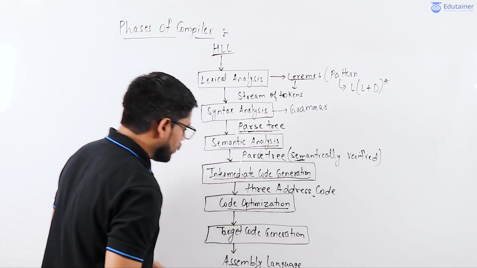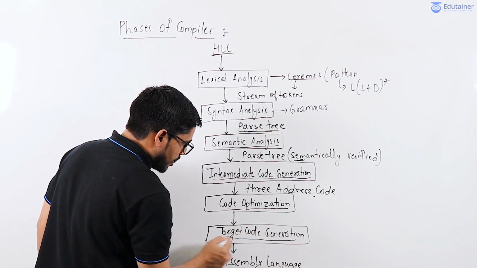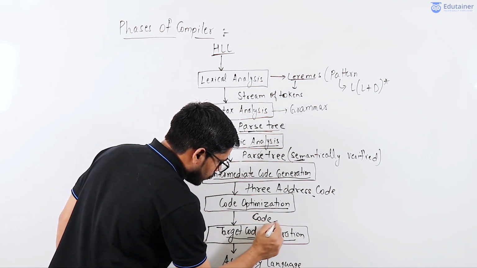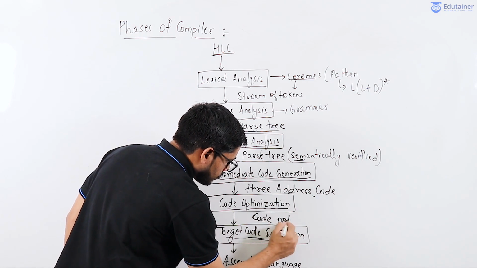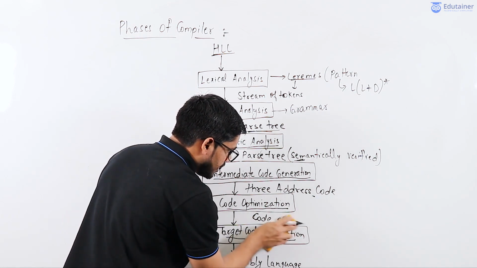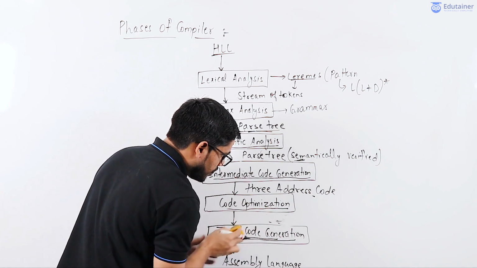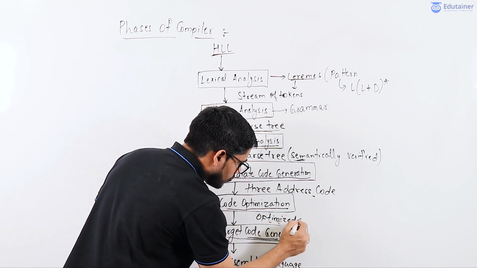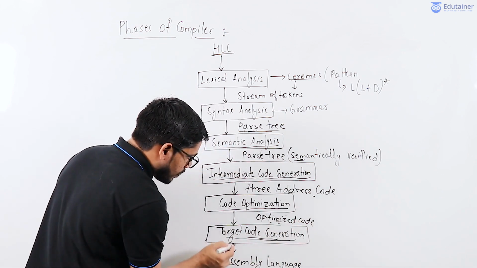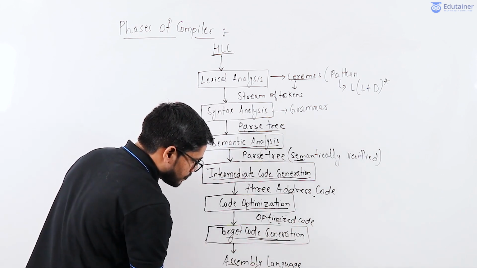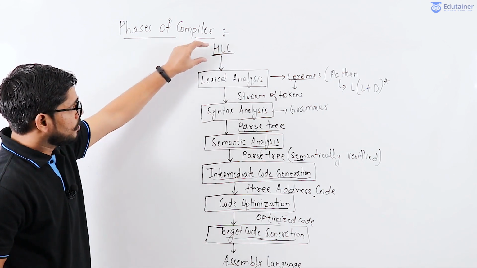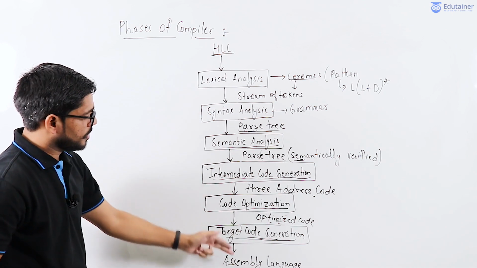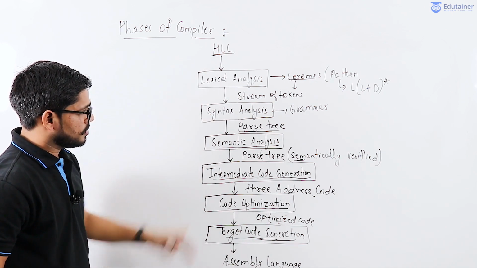After optimizing the code, the target code generation takes this optimized code as an input and it will convert it to assembly language. So our target is converting high level language to assembly language. And how can we achieve this target? By using these different phases.